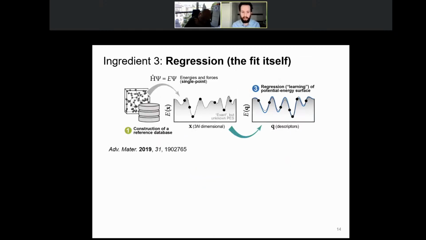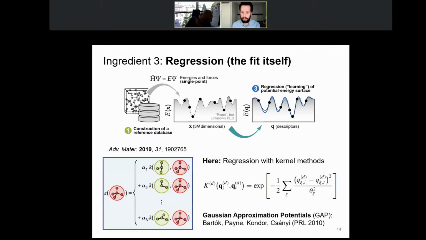So the third thing that you need, again drawing up this picture here: we've talked about the reference data, we've talked about descriptors, and now we need to do the fit itself, which here is done using GAP regression. So, using these kernel functions, we're comparing a new environment with those that are already in the database. This is again taken from our overview article. And the whole framework was introduced in 2010 already by Albert Bartók and Gábor Csányi.